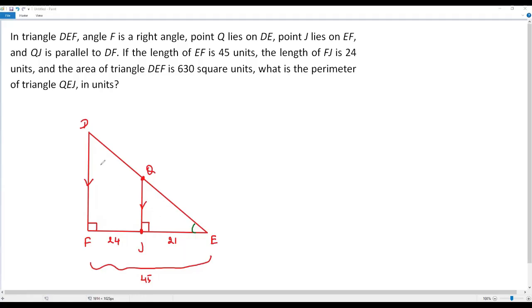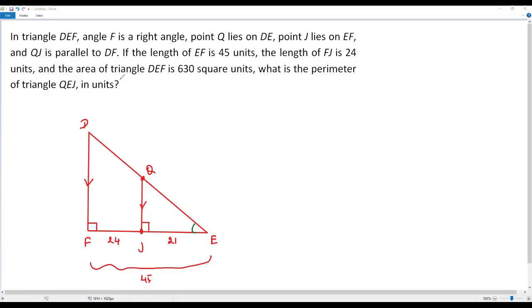Okay, now let me get the perimeter of the bigger right triangle. Once I get the perimeter of the bigger right triangle, I can get the perimeter of the smaller right triangle QEJ using the similarity concept. Okay, now to get the perimeter of the bigger right triangle DEF, we have to get the lengths of all the three sides. Already we have the length for the side FE over here, that is 45. Now we have to get the lengths of the other two sides, DF and DE.